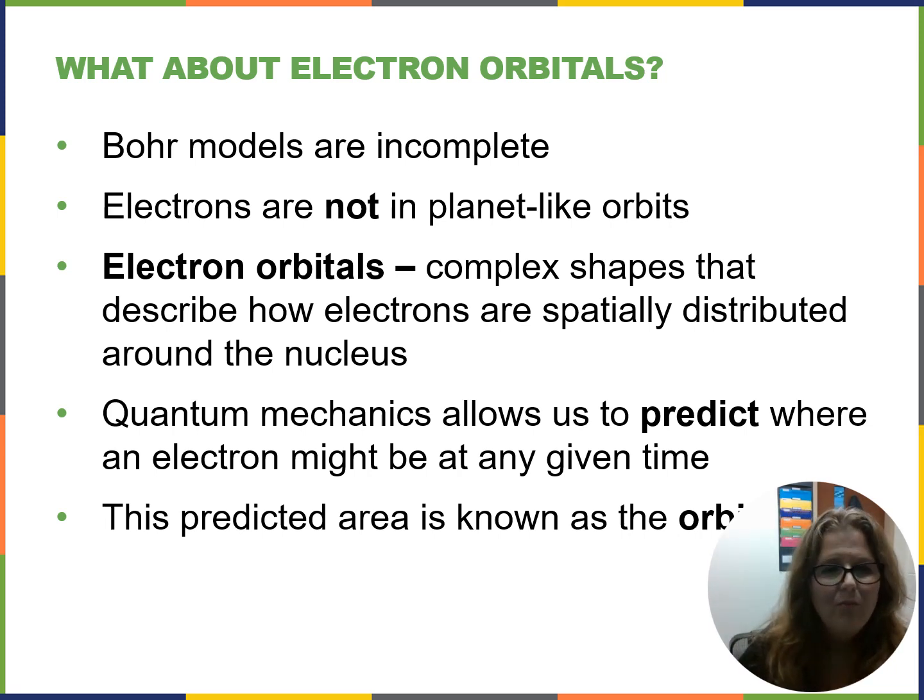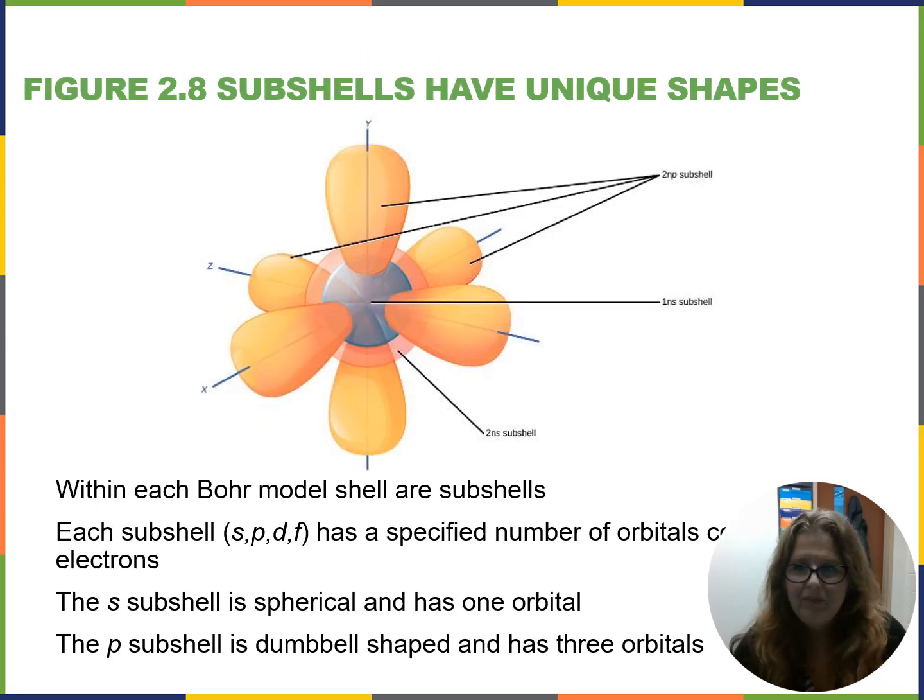All right, so Bohr models are incomplete. Electrons don't orbit like a planet. Like I said, that's very, very simplified. The orbitals have, well, I don't want to say crazy shapes, but they're not just clearly orbiting around like the Earth around the sun. Quantum mechanics allows us to predict where an electron might be. So let's talk about where these might be.